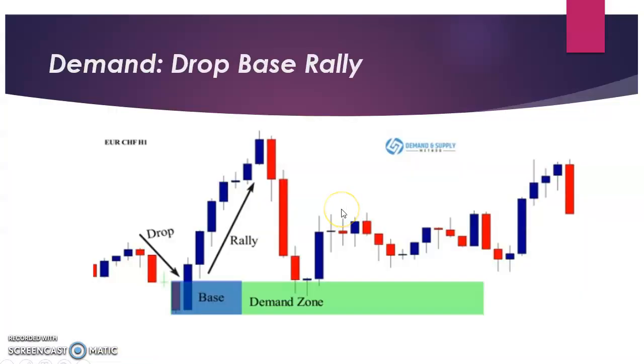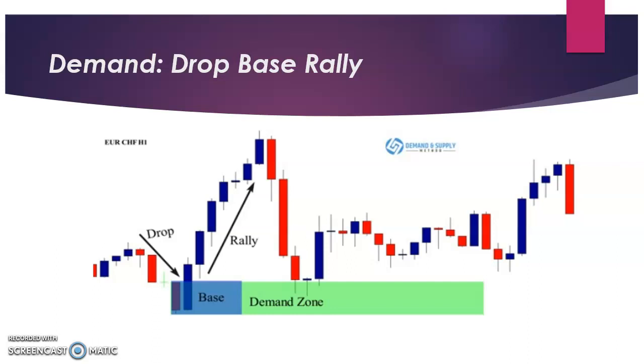Okay, now the first of that kind of move is what we call drop base rally. When you're talking about drop, you are talking about the falling of price. When you're talking about rally, you are talking about the upward movement of price. The upward movement of price is what we call rally. The downward movement of price is what we call drop.